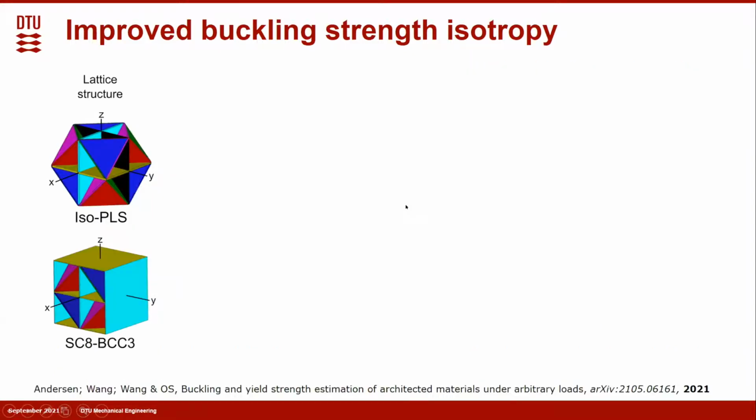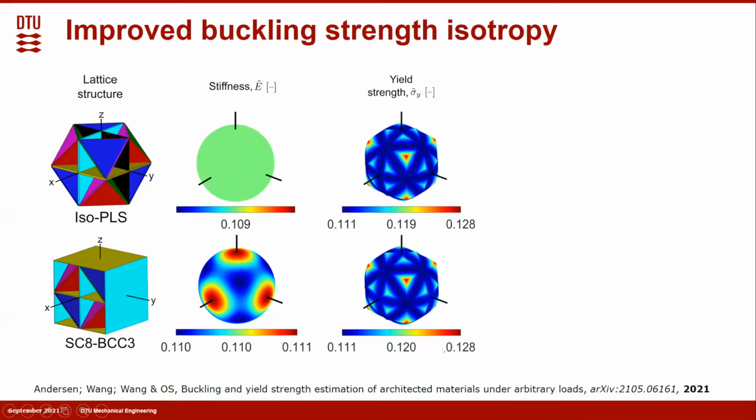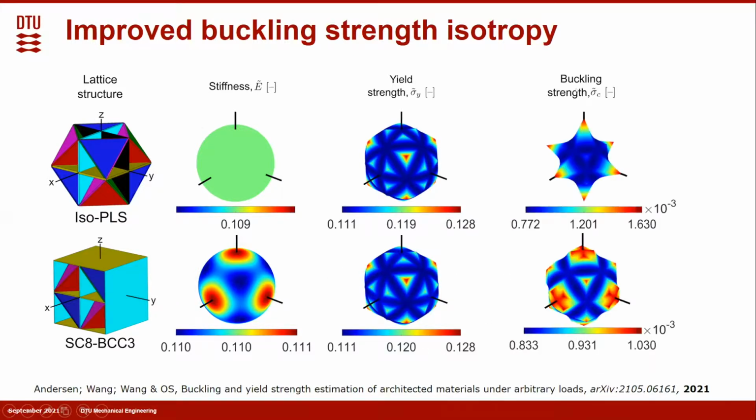Now we analyze the performance of the new configuration. We can see that in terms of stiffness isotropy, there's not much change. Yielding also holds the same. And now the buckling strength. We can see the new configuration has much higher isotropy than the reference one.